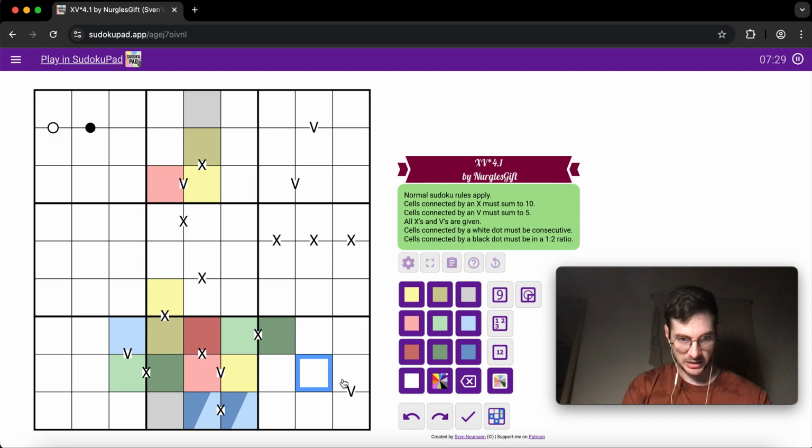Looking across here at this V, we can see that this has to be a cool V, because it's seen by both cells of this hot V. So this must be light green and light blue. Light green is already in this row, so this must be the light blue, and this is the light green. Great.